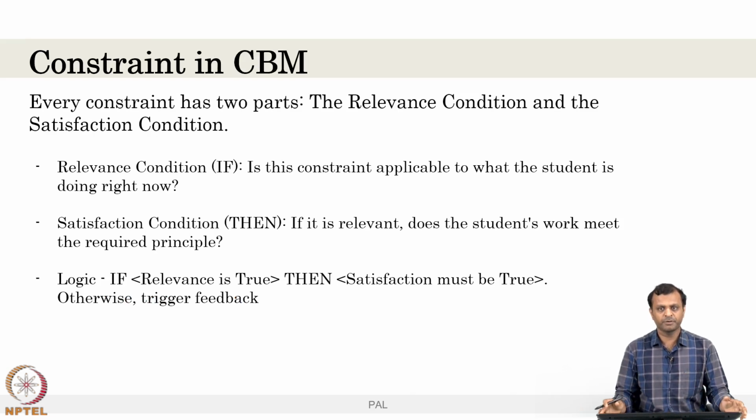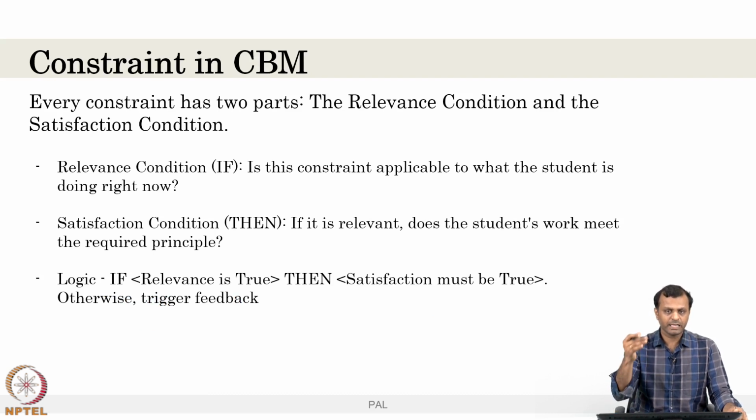We'll see a bit more detail about constraint-based systems. In constraints, there are two parts, as we saw previously. One is the relevance condition and the second is the satisfaction condition. The relevance condition is like an if rule, as we saw in production rules. The satisfaction condition is the then part: if this constraint is applicable to what the student is doing right now, then the student's work meets the required principles. That's all. If relevance is true, then satisfaction must be true. Otherwise, trigger feedback. That's the logic.